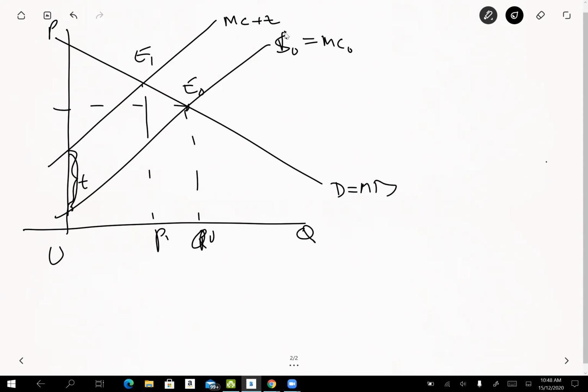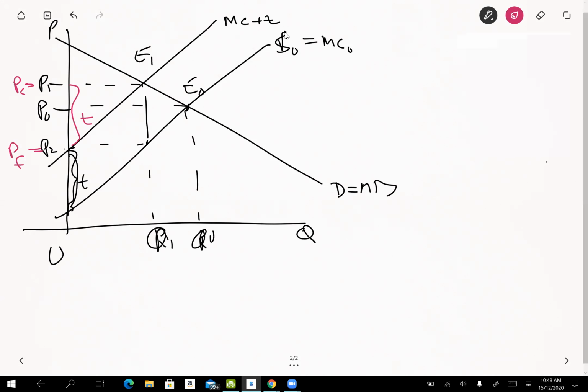Q0, sorry. Q1, Q0, P0, P1. This is P2 here. Okay, P2. And then that P1 and P2, this is the firm, the consumer's price, the one that you pay. This is the firm price, the firm that gets. So the tax will be that much.